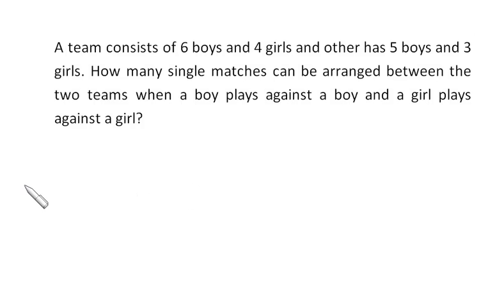Now let's see this problem. A team consists of 6 boys and 4 girls, and other has 5 boys and 3 girls. How many single matches can be arranged between the two teams when a boy plays against a boy and a girl plays against a girl? Now there are two events and the two events are individual, right? From this team, 6 boys, and they have to play against these 5 boys, right? So how many combinations of boys we have? That is 6 into 5.